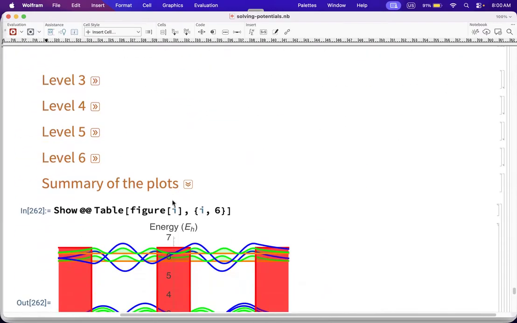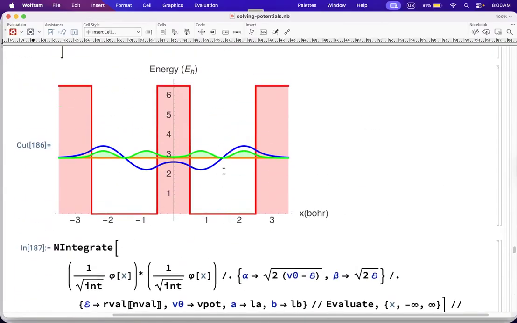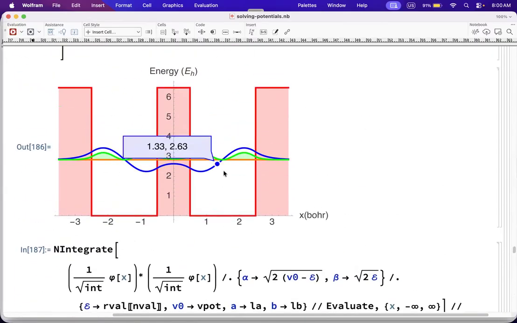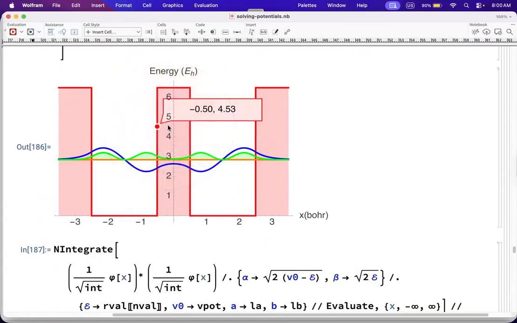Let's see level 3. Look what happened. What do you say? Is level 3 bonding or anti-bonding, and why? Why was it bonding? Correct. As you can see, since the wave function does not become 0 here, we call that bonding.